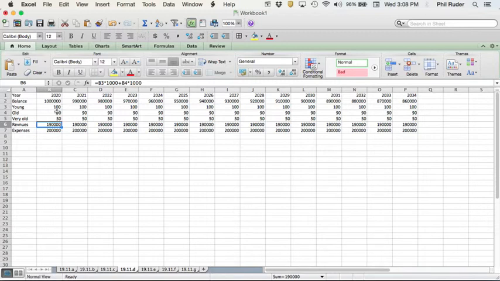So our revenues go up by the number of old people. That's this number, B4 in the spreadsheet language, times 1,000. So the young people are paying in 1,000, B3 times 1,000 in this year, and then the old people are paying 1,000. So revenues are the combination of the young and the old paying taxes. Expenses are just the costs of taking care of the very old.